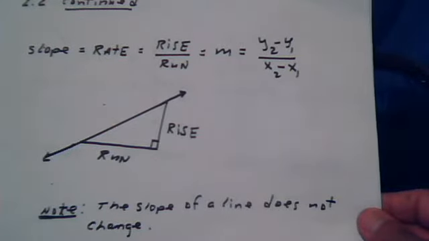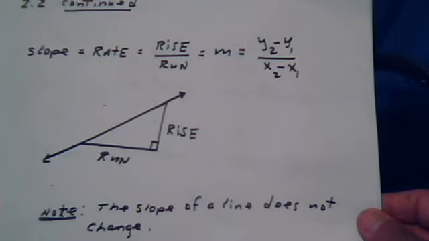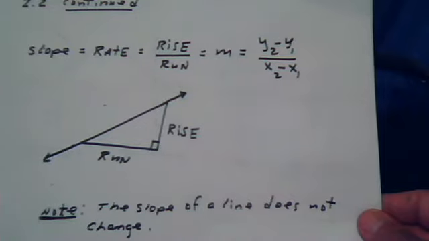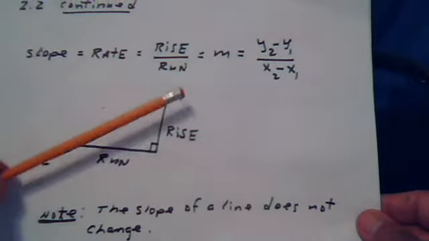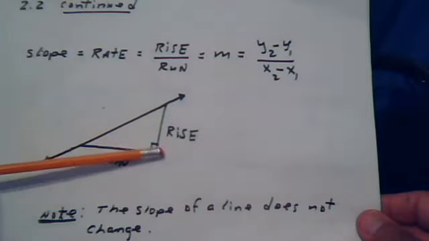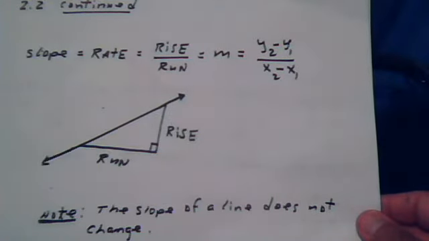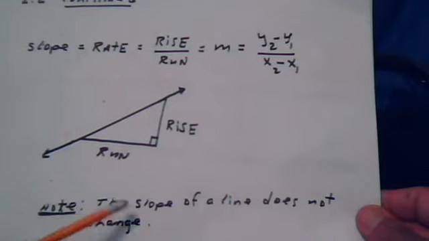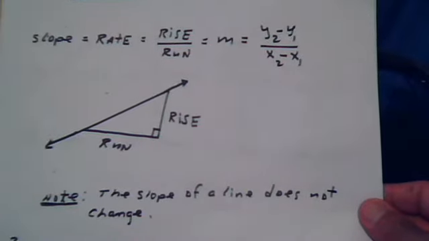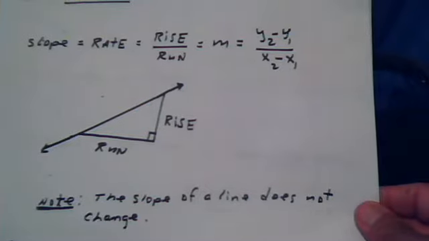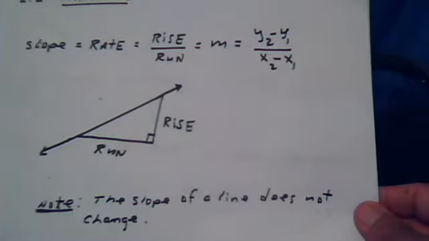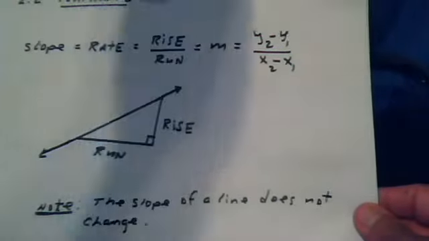Now, the feeling behind slope is steepness. So the idea behind slope is steepness. How steep is the line? The steeper the line, the bigger the rise. Note the slope of a line does not change. Lines are special. Once you find their slope, it's the slope throughout the line. That's not true for other graphs.